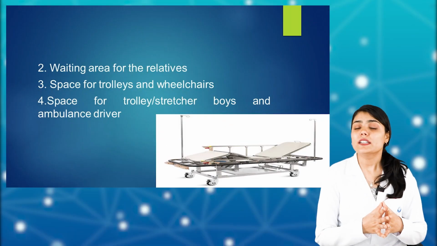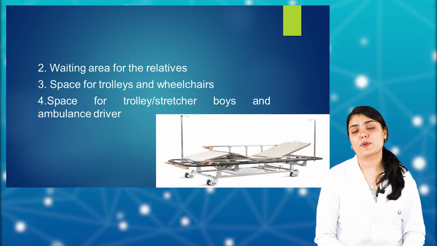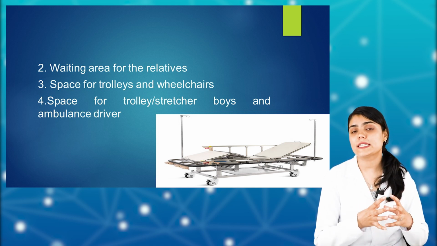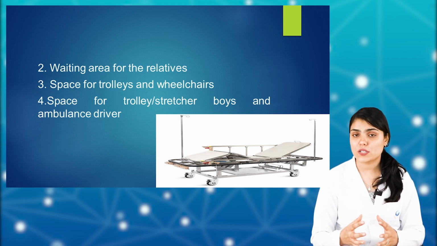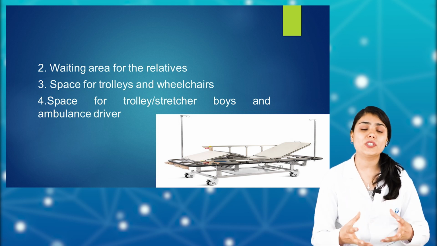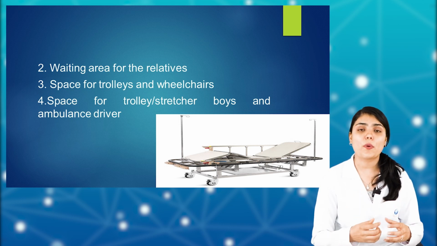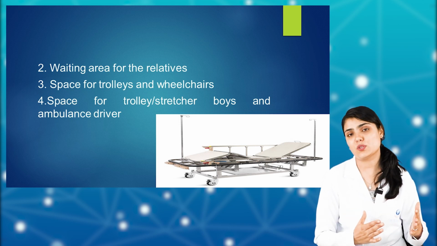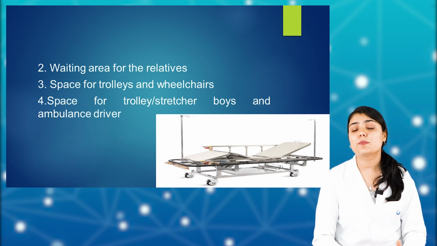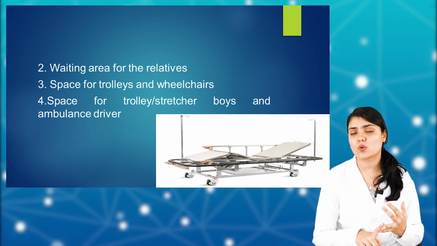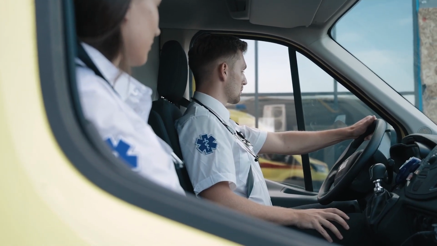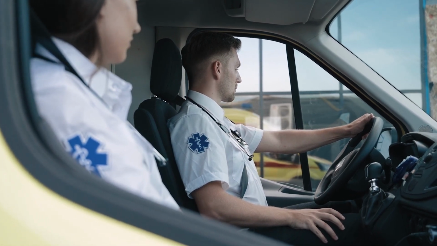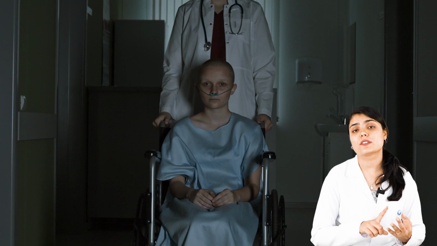The third thing that is required for the smooth functioning of emergency is space for keeping the trolleys and stretchers. In the emergency department, the patient may not be able to walk in on his own for treatment. Therefore, wheelchairs, stretchers and trolleys are required to bring in the patient and take back the patient from the emergency department. We need a proper space for arranging the wheelchairs, trolleys as well as stretchers, so that they can be used whenever required. Along with the space for the trolleys or wheelchairs, there should be space for people such as the ambulance driver or the trolley or stretcher boy.